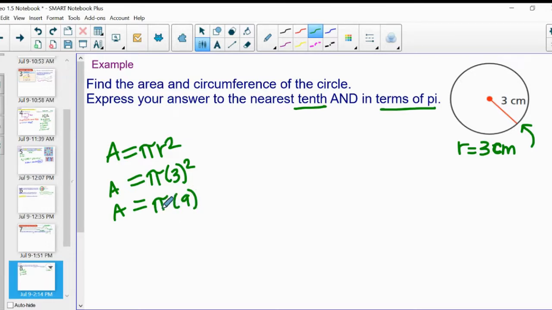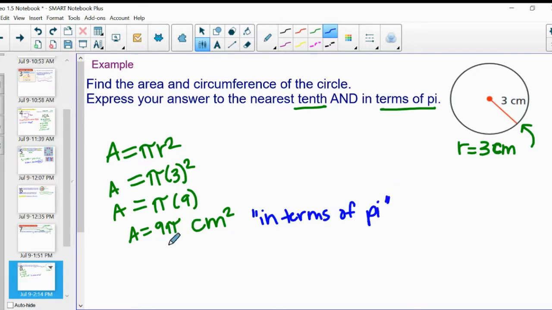If you had something like x times 9, you would rewrite it as 9x. Same thing, I can rewrite this as 9 pi. That's the more standard, acceptable way to write that. So 9 pi, and then our units, centimeters squared. That is what we mean when we say in terms of pi: leave pi in your answer.